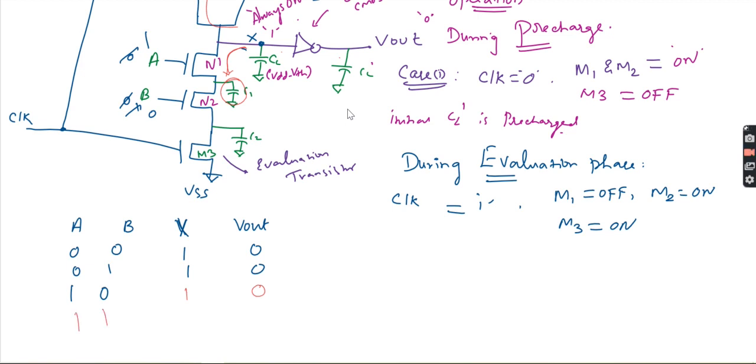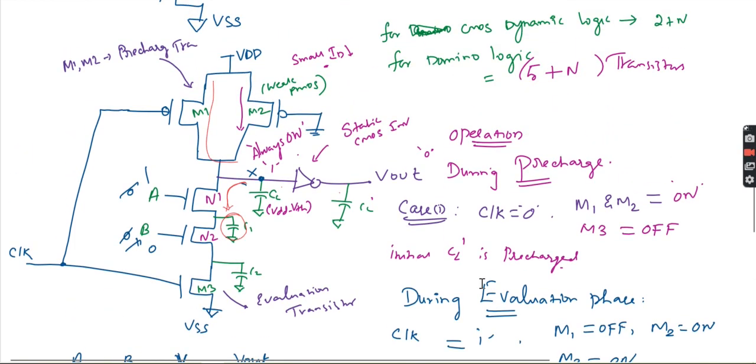Next, when both are 1, what will happen? Both are on. When both are on, this will be completely discharged. When it completely discharges, X I will get as 0. When this is 1, 0, then automatically this is an inverter, right? So Vout will be equal to 1. See here, this is nothing but your Domino CMOS logic.